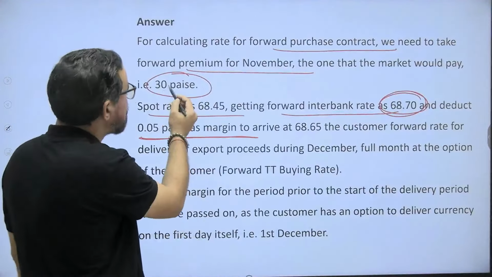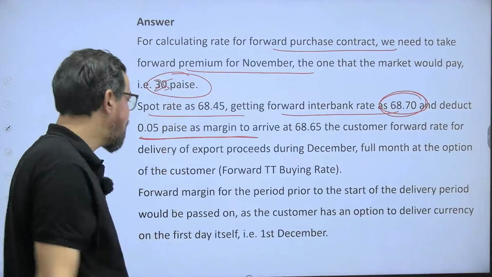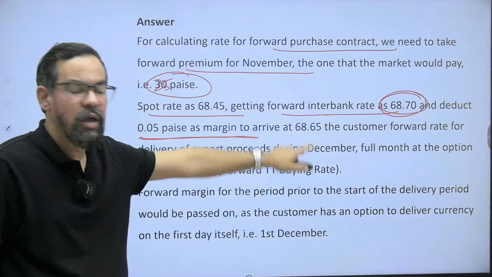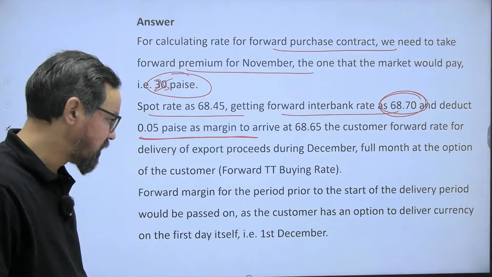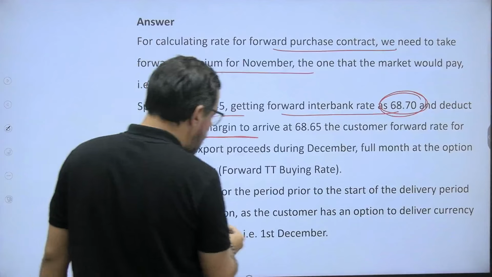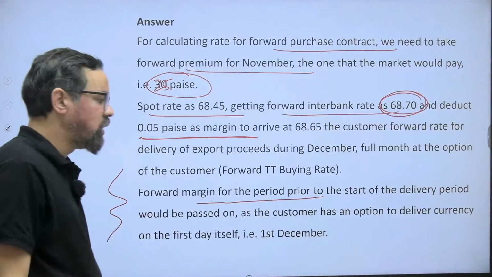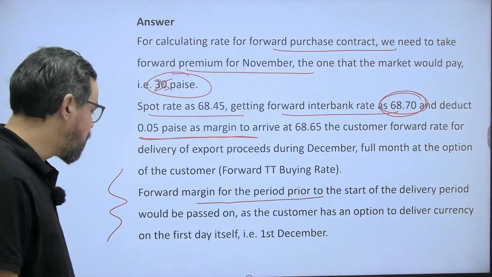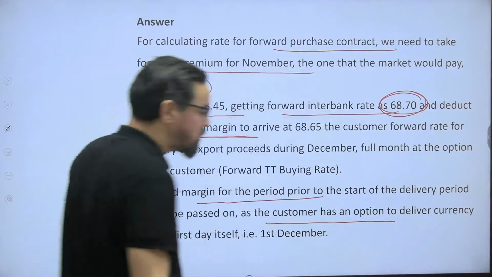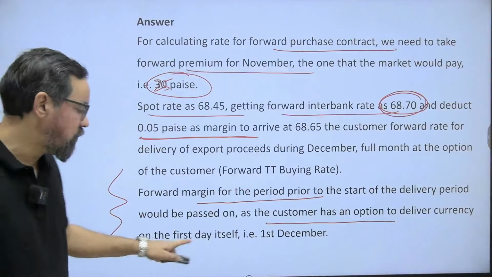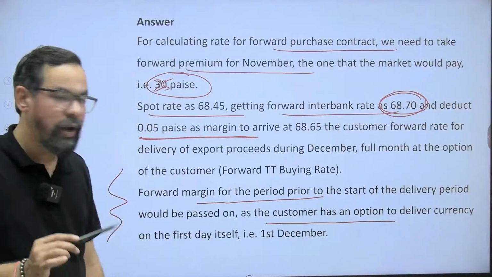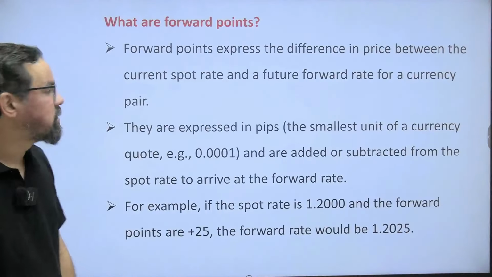Okay. So it is the buy side, it is 25 paisa. So we reach this minus margin, 68.65. Okay. Here it is clearly mentioned: forward margin for the period prior to the start of the delivery period would be passed on, as the customer has the option to deliver currency on the first day itself. That's why we are considering 1st December, right? So that is the logic behind this.